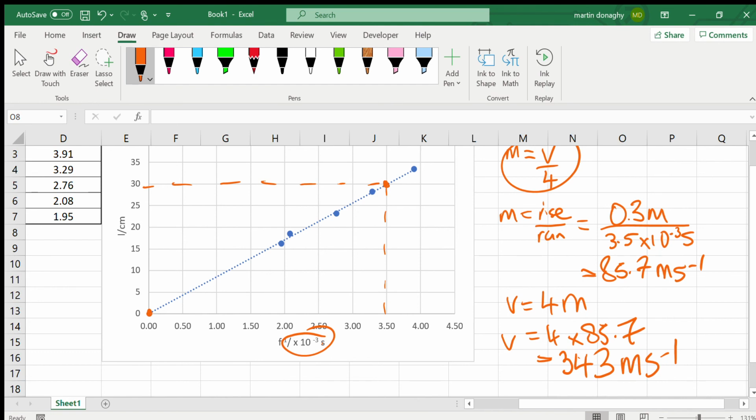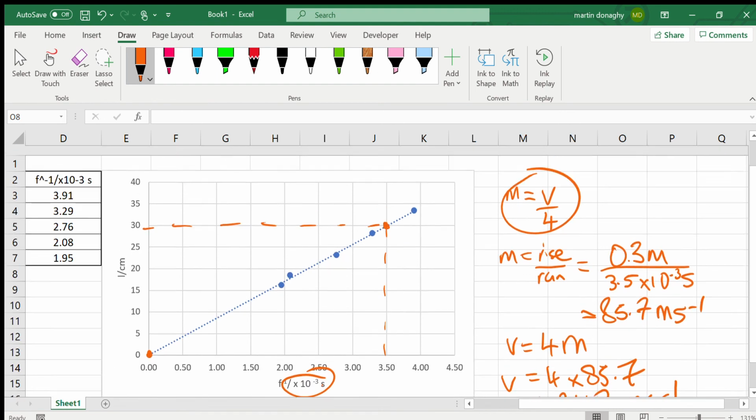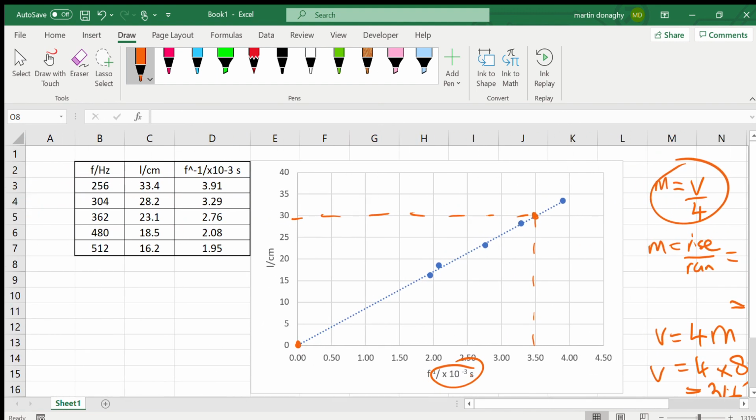Hopefully you did get a nice straight line graph for this. What you may have done is made a mistake somewhere with your units. So you may have found you got, I don't know, 34,000 meters per second. So that probably means you didn't convert from the centimeters. If you're getting different values, you may not have included the by 10 to the minus 3 seconds that you can see my column is in up here.